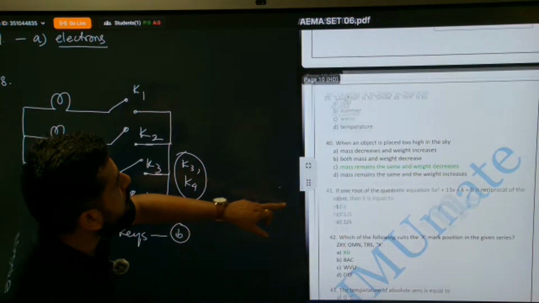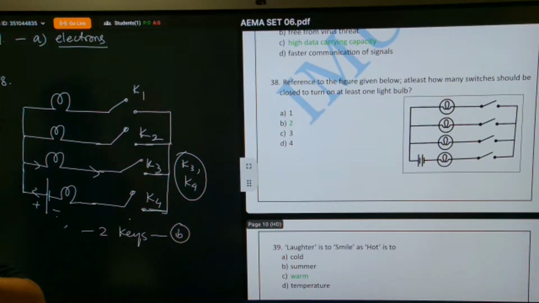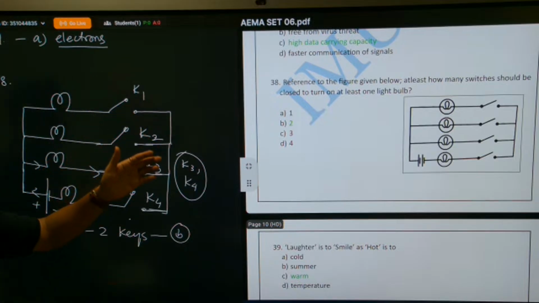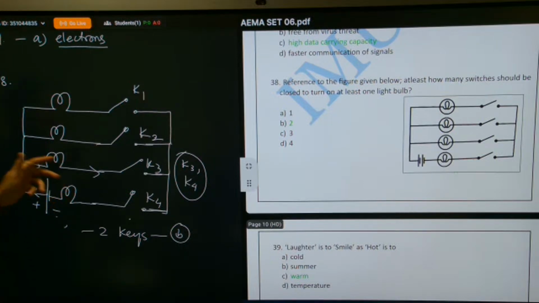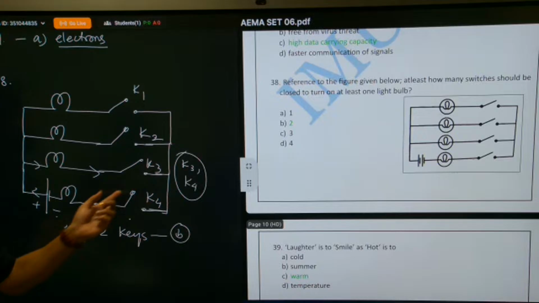At least how many switches should be on? At least 2 switches. You can connect all of them. Sir, but there are 2 bulbs. There would be 2 bulbs which will be glowing always, because if you connect this and not connect either 3, the circuit will remain disconnected. Na?